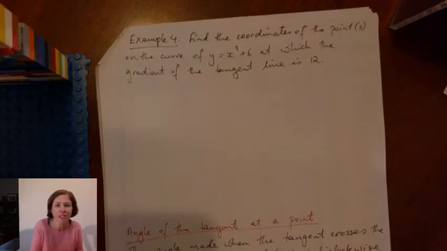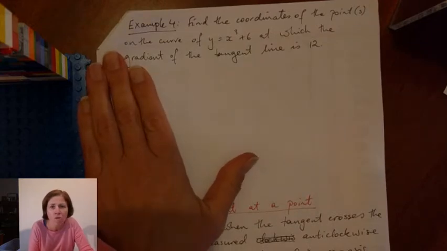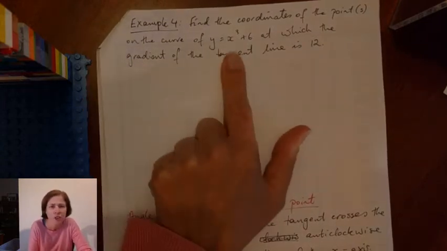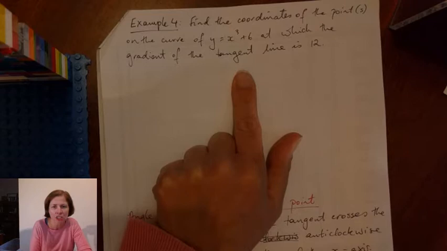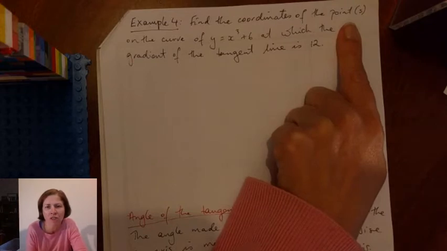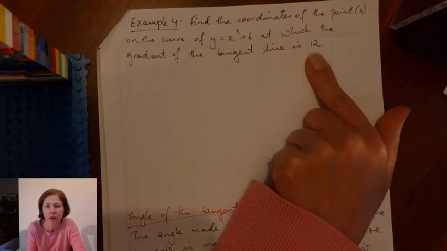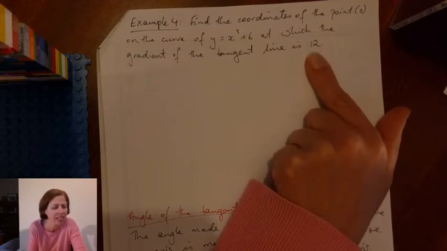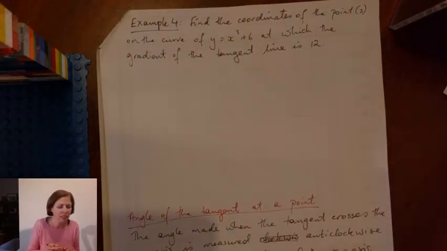Let's keep going. Example 4. This is a slightly different kind of example. Find the coordinates of the points on the curve with this equation, y equals x cubed plus 6, at which the gradient of the tangent line is 12. Now notice here, it's point with an s in brackets. The question is not giving away whether there is one or more point that has this gradient. So I need to do my work and I'll soon see how many solutions there are. But basically what it's telling me is the gradient is 12 at the point I'm looking for.